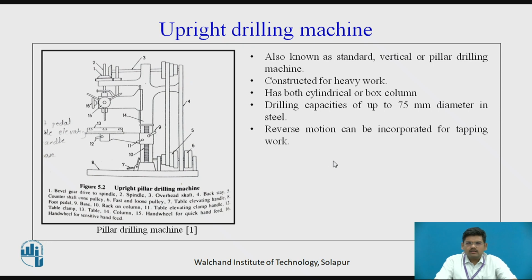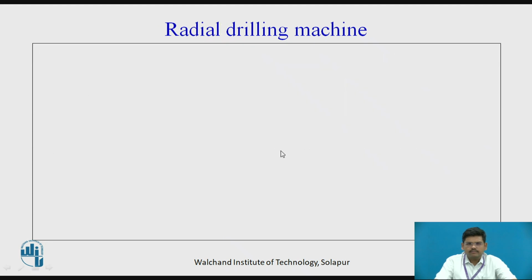Several motions or reverse motions can be incorporated for tapping work. Tapping work can be done along with rotary motions of the table. It can also swing on the cylindrical vertical pillar. This table can swing around this vertical column.